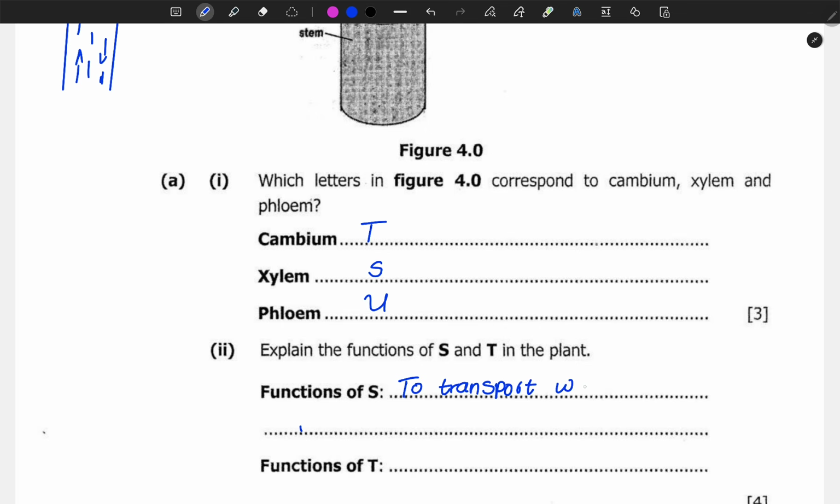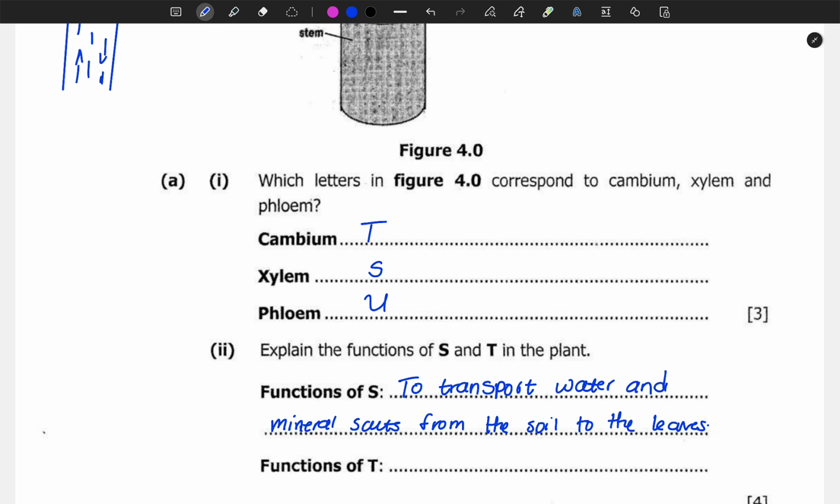water and minerals and mineral salts from the soil to the leaves. The reason why these are transported to the leaves is so that food can be manufactured. Remember, the leaves act as the industrial area for the manufacturing of the food that we eat.